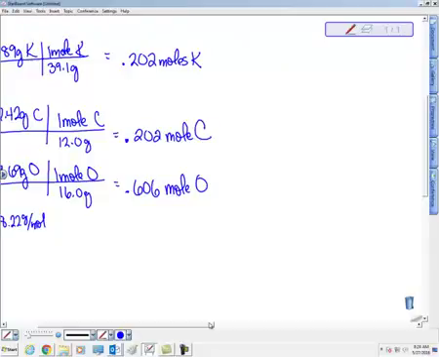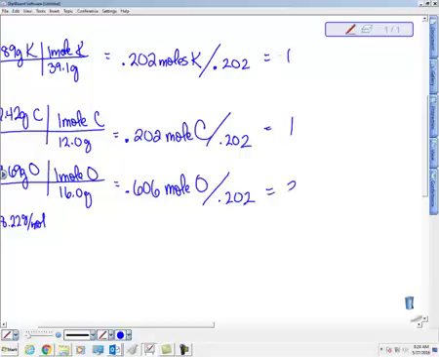I can see it. But technically in the steps, if you're trying to keep track of how to do these problems, the next step would be to reduce. Try to reduce this down to a ratio that makes sense. And the best way to do that is to divide by the lowest value that you calculated. The lowest value that we calculated is 0.202, so I'm going to divide each of these by that. Okay, and obviously that's a 1, that's a 1, and this will be a 3.